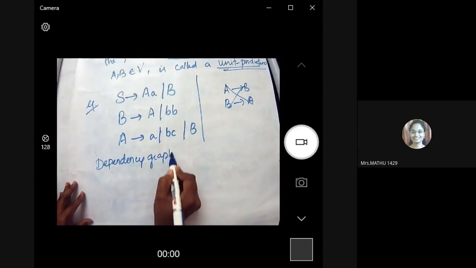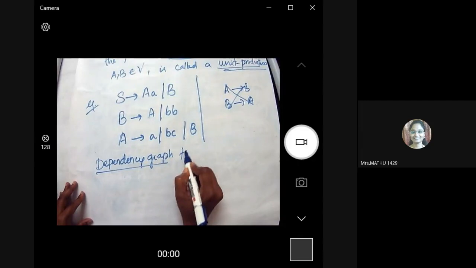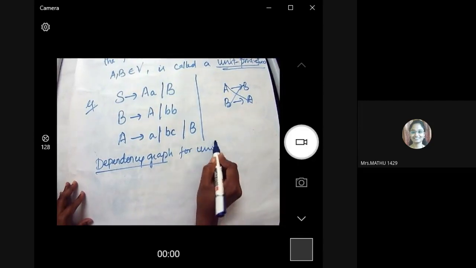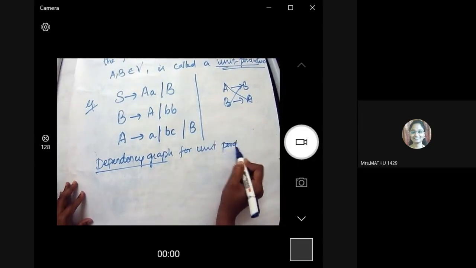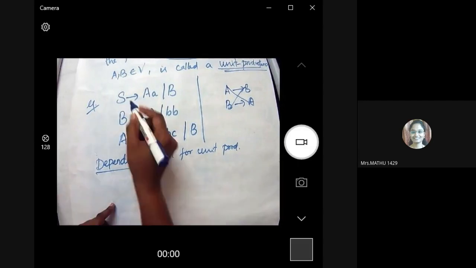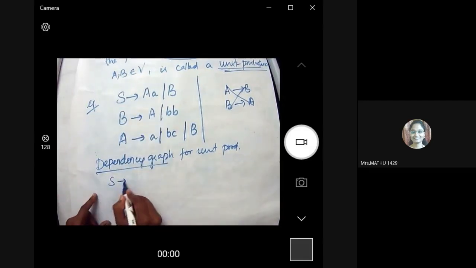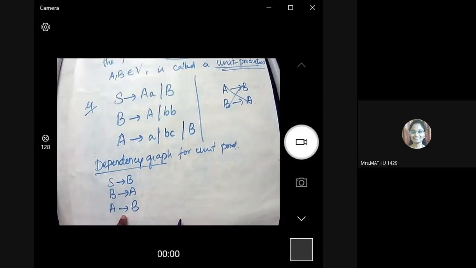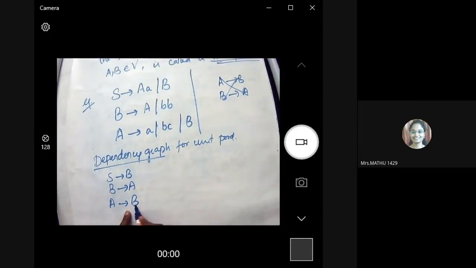We are going to have a dependency graph for the unit productions. So what are the unit productions we are having? S gives B, and here we have B gives A, and one more thing, we have A gives B. Okay, so these are the unit productions we have. So for these unit productions, we are going to draw the dependency graph.